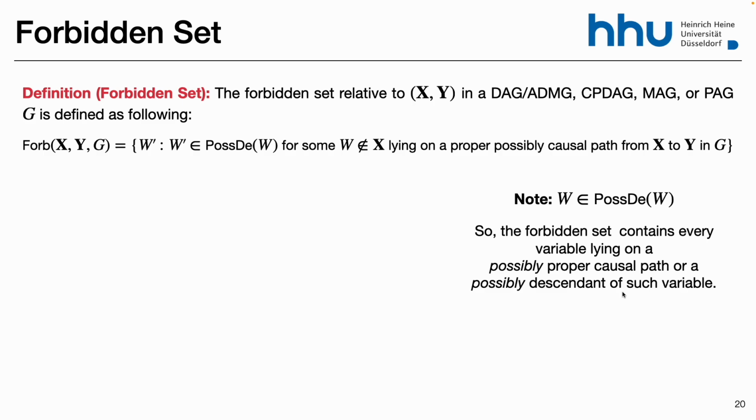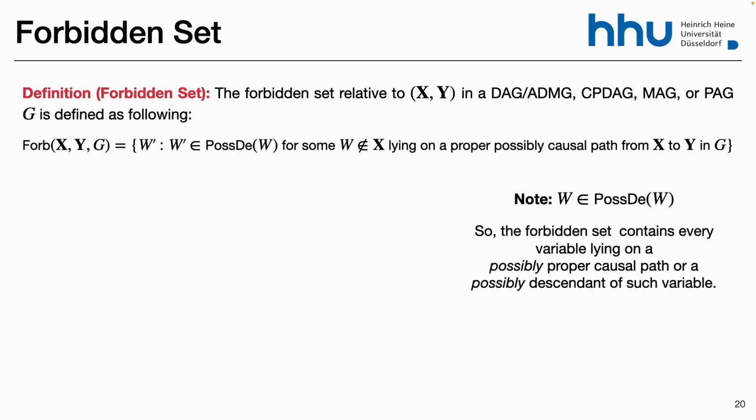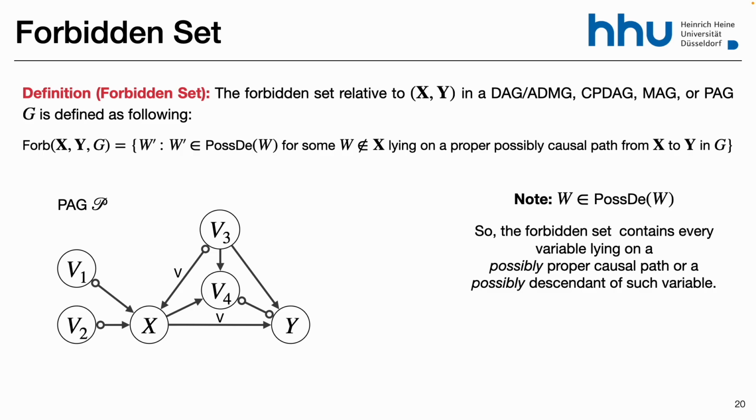Are you okay with this? Okay. So, an example. We have to start with the possible causal paths, right? I'm talking about the pair X and Y, and I want to know the variables that are in the forbidden set of X, Y in this PAG. So I need to check first the proper possibly causal paths.